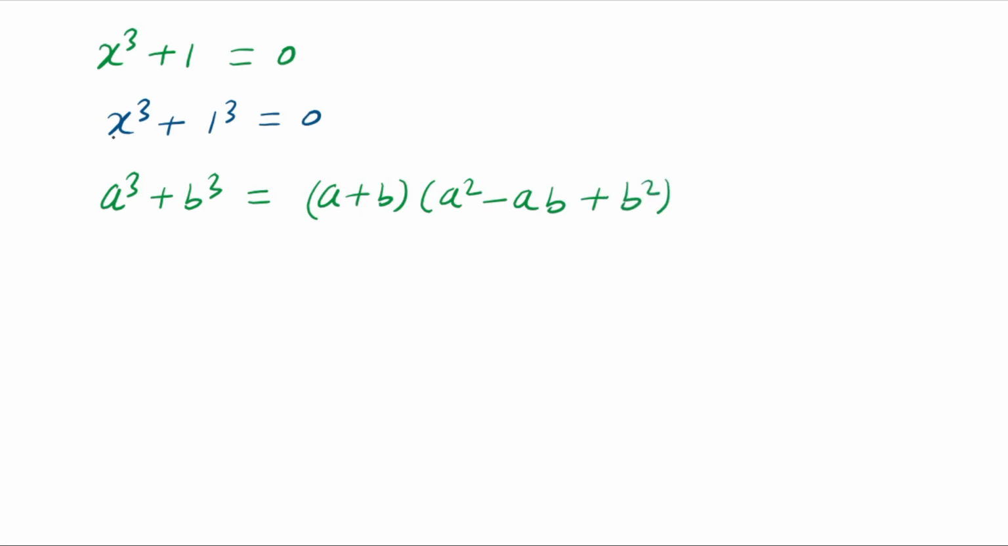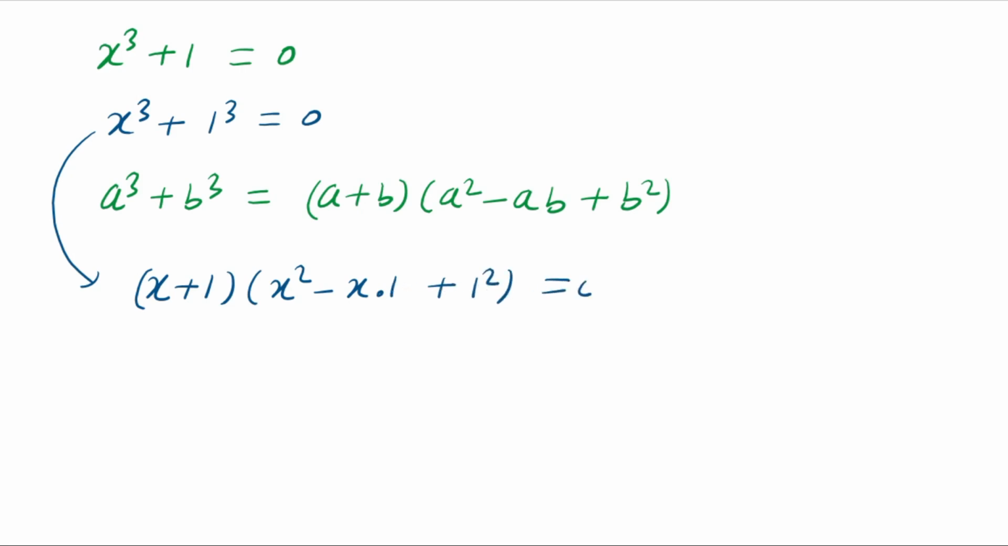Look carefully here, this x behaves like a and this one is b. So on the left hand side we have a cube plus b cube. Now replace a by x and b by 1. Then here x plus 1 is multiplied by x square minus x times 1 plus b replaced by 1 square is equal to 0. So x plus 1 is multiplied by x square minus x plus 1, where 1 square is 1, is equal to 0.